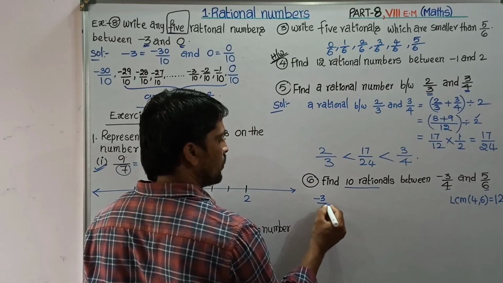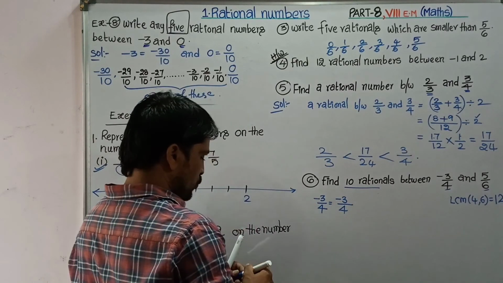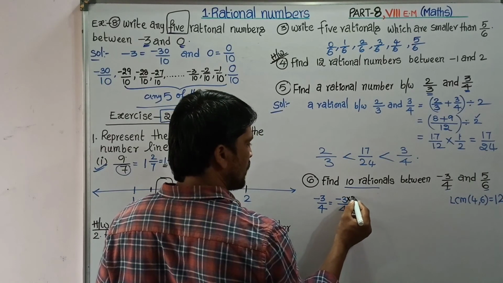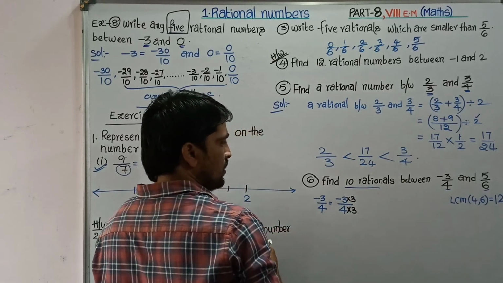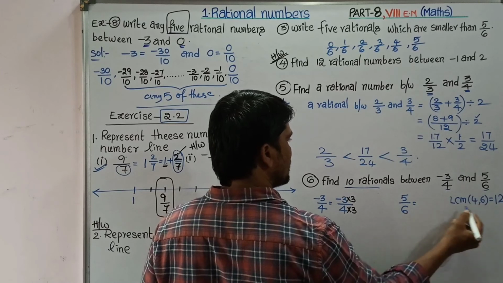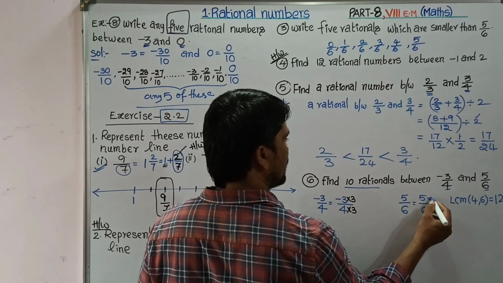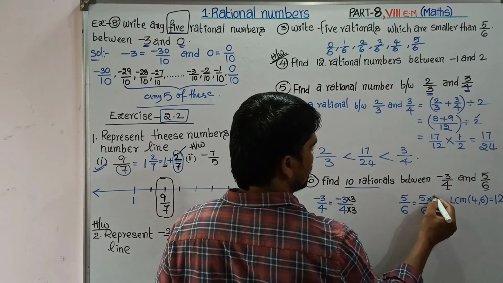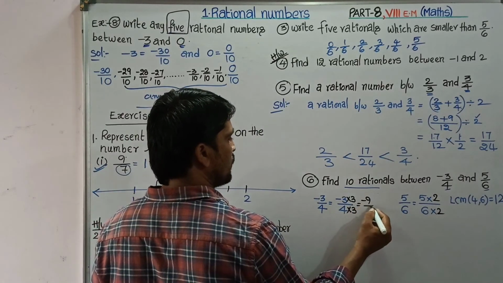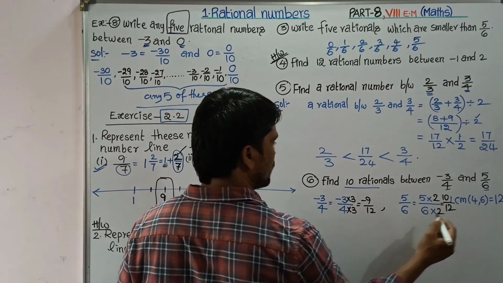So minus 3 by 4 can be expressed as minus 3 by 4 into, to make the denominator 12, as their LCM is 12, multiply here with 3. At the same time, multiply 3 with minus 3 also. Similarly, 5 by 6. As the LCM is 12, to make the denominator 12, we have to multiply the numerator and denominator of 5 by 6 with 2. So it is equal to minus 9 by 12, and 5 twos are 10 by 6 twos are 12.